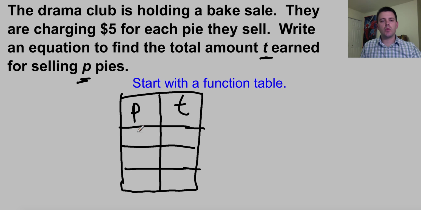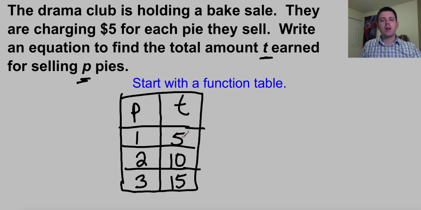So let's think of it as, what happens if I sold one pie? Well, it's $5 for each pie, so my total would be $5. What if I sold two pies? Well, they're $5 each, so 2 times 5 gives me 10. What if I sold three pies? Well, $5 each, 3 pies, 3 times 5 is 15.